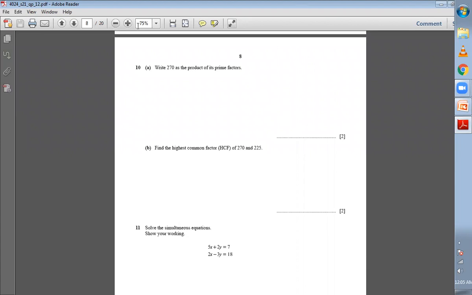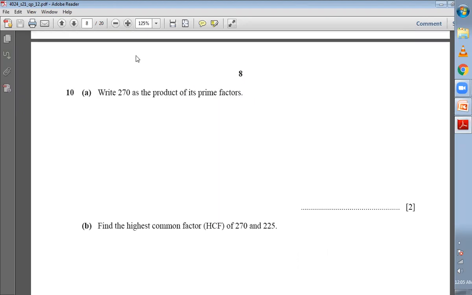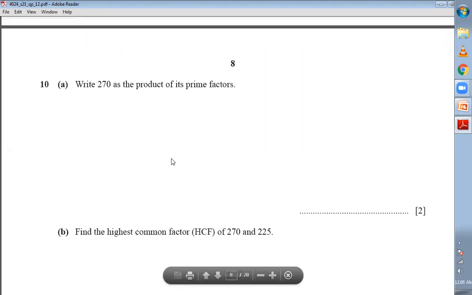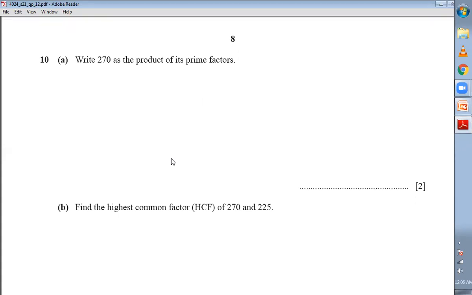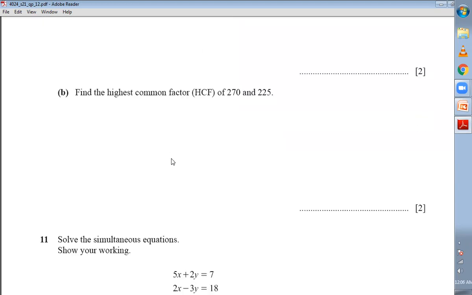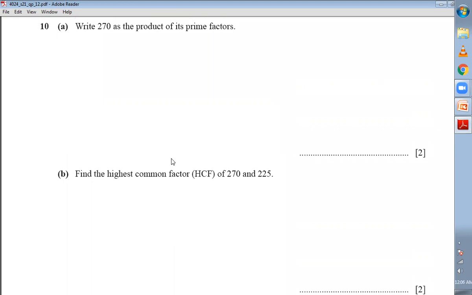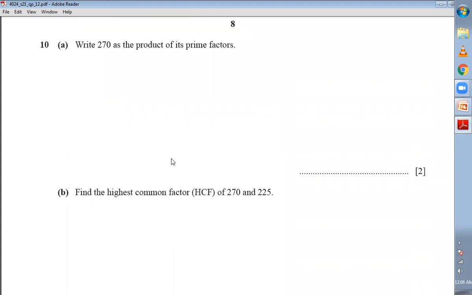The next question coming up on your screen is question number 10, and it says write 270 as the product of its prime factors, and then the B part is find the HCF of 270 and 225. So we have 2 questions, and they are up to 2 marks. A part is write down 270 as the product of its prime factors. Then the question is find the highest common factor, HCF, of 270 and 225.